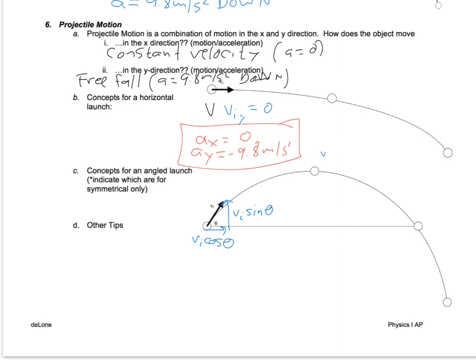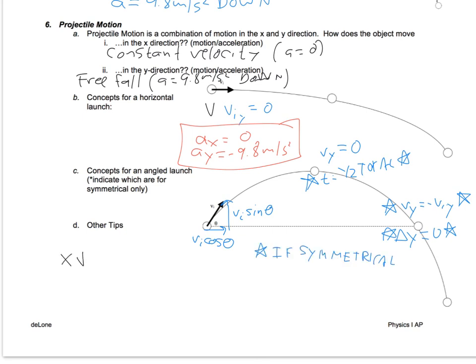A few other things that we know: at the peak, our y velocity is 0. That is still true. Whether or not it's symmetrical, that's always going to be true. And then we have our symmetrical concepts. The time here is half the total. All right, only if it's symmetrical. We know that our y velocity here is the negative of our initial y velocity. All right, only if it's symmetrical. And our delta y here is going to be 0. Again, only if it's symmetrical. So you see, those concepts really are exactly the same as they were for free fall. It's just they only apply to the y direction.